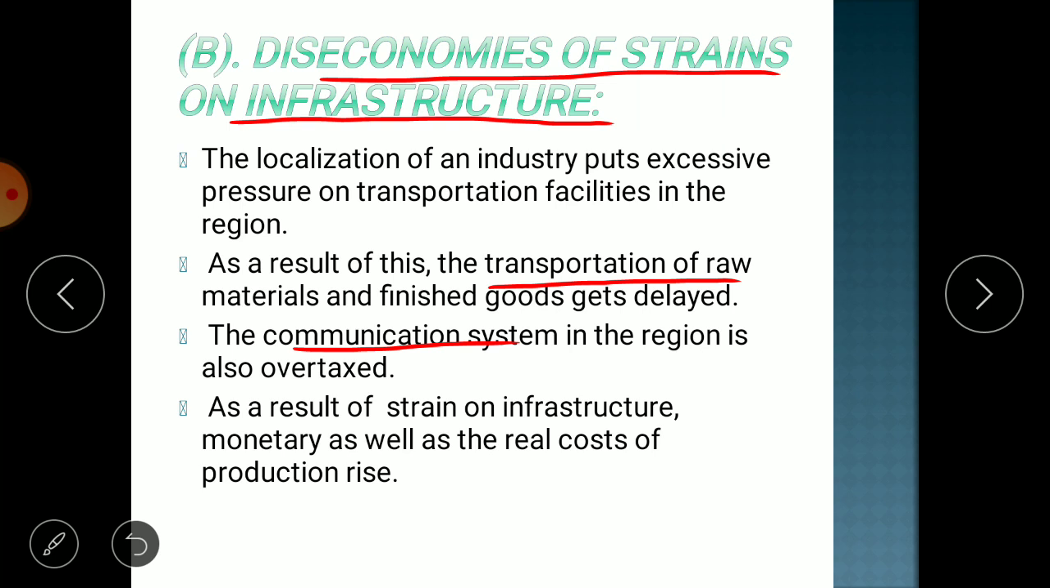Why? Because on the communication system also there will be pressure because it will be used by too many people at a time. You must have experienced that on the day of declaring your result, there is a server down. Why? Because so many students are searching the result at the same time. So what is the result? When everyone is using the communication facility at the same time, it will create pressure on that communication system, which may delay your activity performance, which will increase your cost of production.